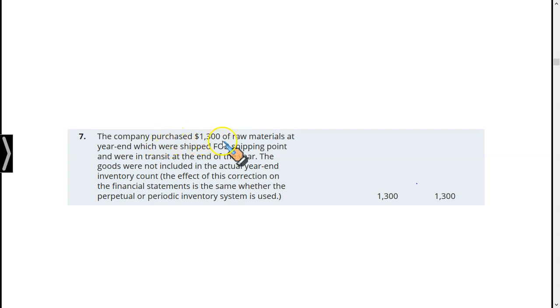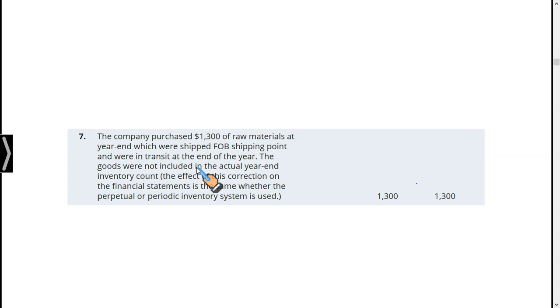The company purchased $1,300 of raw materials at year end, which were shipped FOB shipping point and were in transit at the end of the year. The goods were not included in the actual year-end inventory count. The effects of this correction on the financial statements are the same whether the perpetual or periodic inventory system is used. That is not relevant for the point we're doing right now. The goods were shipped FOB shipping point, which means as soon as they were shipped, they belong to the buyer. But the buyer, us, did not post any entries to reflect this purchase.